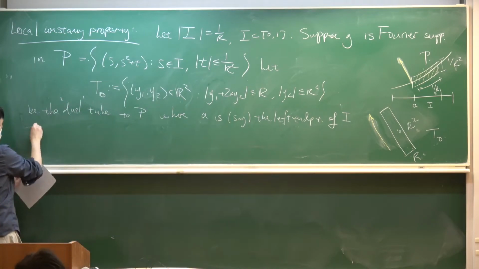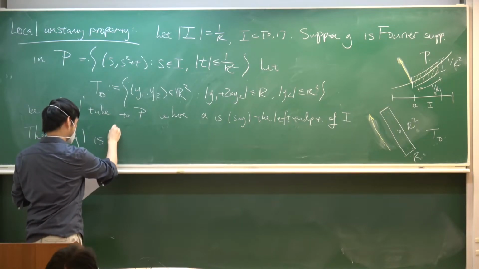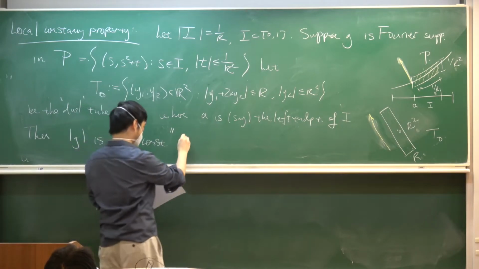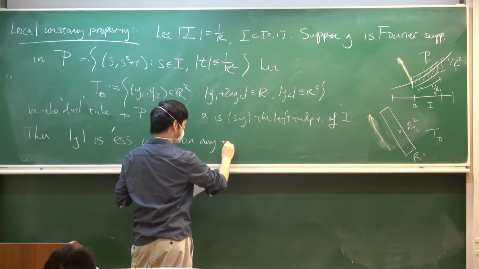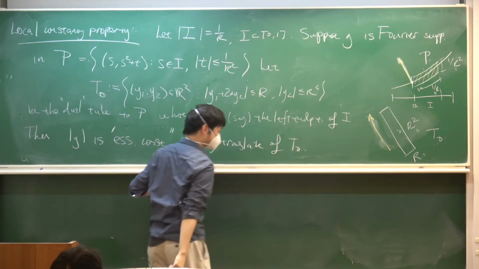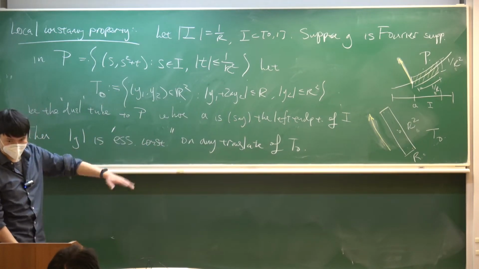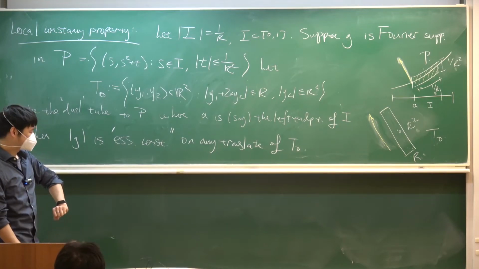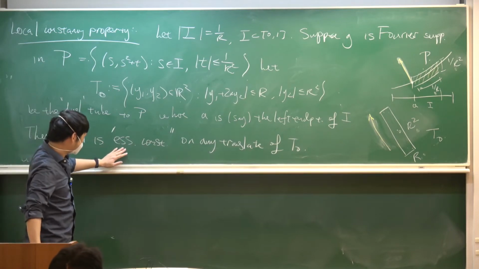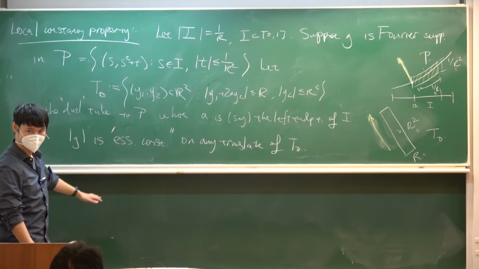What's the conclusion? Then |G| is, quote, essentially constant on any translate of T naught. And when we do these sort of proofs, we often just say essentially constant. Well, it's basically constant, so let's pretend it is constant.